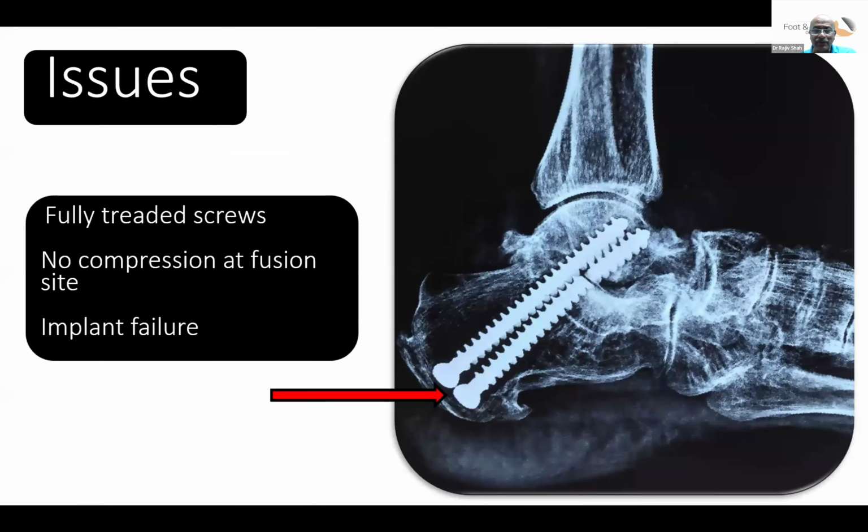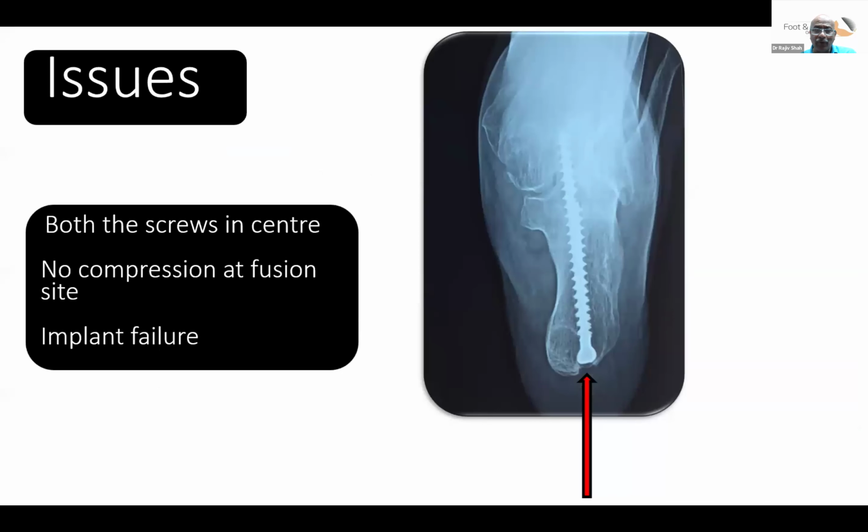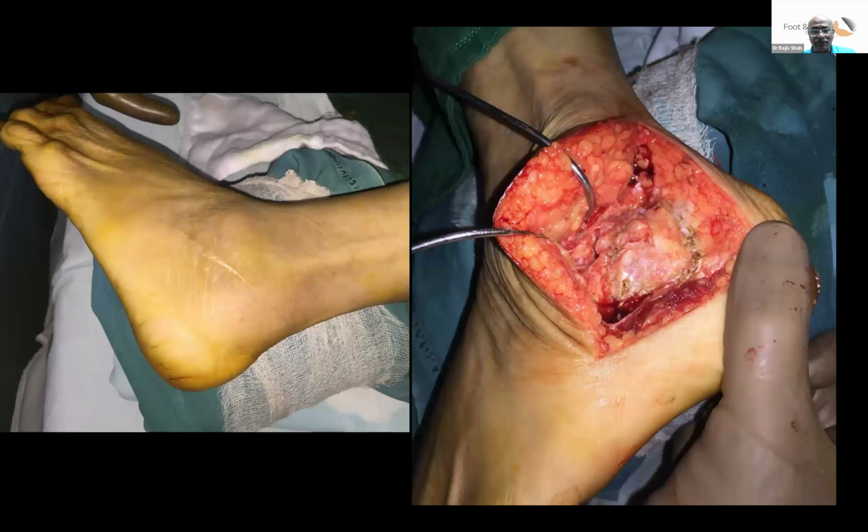Where fully threaded screws were used, there was no compressive fusion and the implant did fail. Both the screws were in the center. They were not catching hold of multiple quadrants. There was no compressive fusion, and ultimately the implant had to fail.